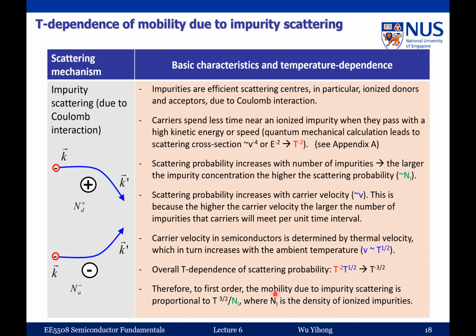And if you take the impurity together, if you have more impurity, you have more scattering. So eventually the mobility will be proportional to 1 over this scattering probability, and also inversely proportional to Ni. If you have a large ionized impurity concentration, of course you have large scattering, and then mobility becomes smaller, right? So that is the temperature and ionized impurity concentration dependence for this point-like electric potential scattering.